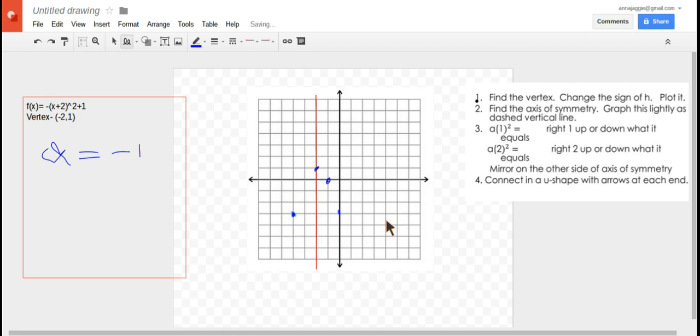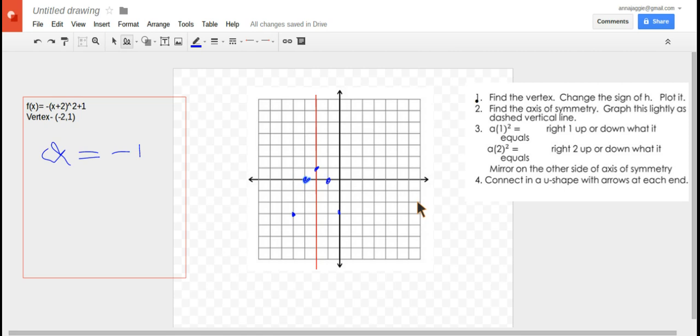There we are. And then we're going to do the same thing for our -1 value. We're just going to mirror it on the other side of the axis of symmetry. So there we are. We have our points.